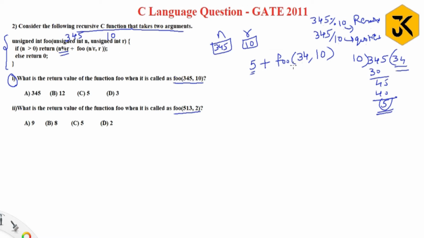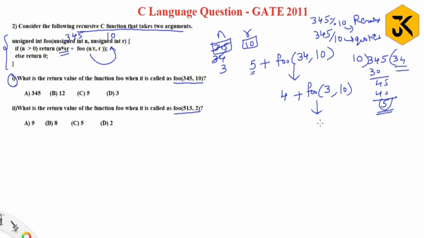Next, this is not completed. This one again is calling by passing the values 34 comma 10. Now is the n value greater than 0? Yes, then it is going to perform n modulus r. Now n modulus r is 4 plus foo of 34 by 10. 34 by 10 is 3 comma 10. Now it is calling once again, meaning now n value is 3, r value is 10. Is the n value greater than 0? Yes. Then it is going to return n modulus r.